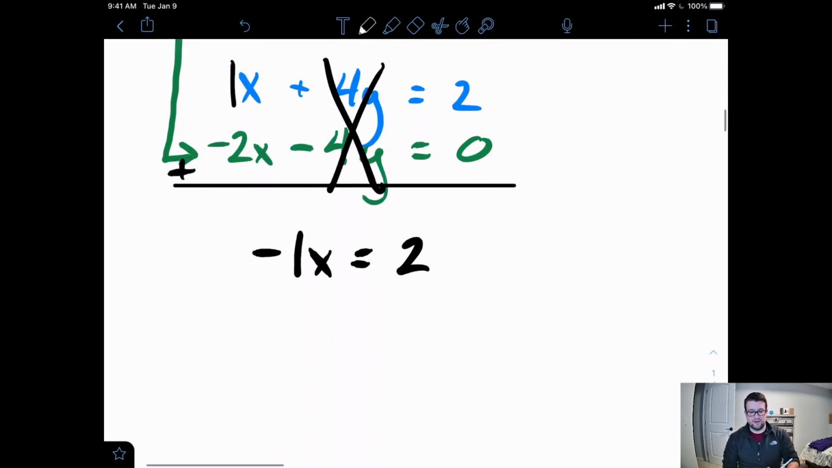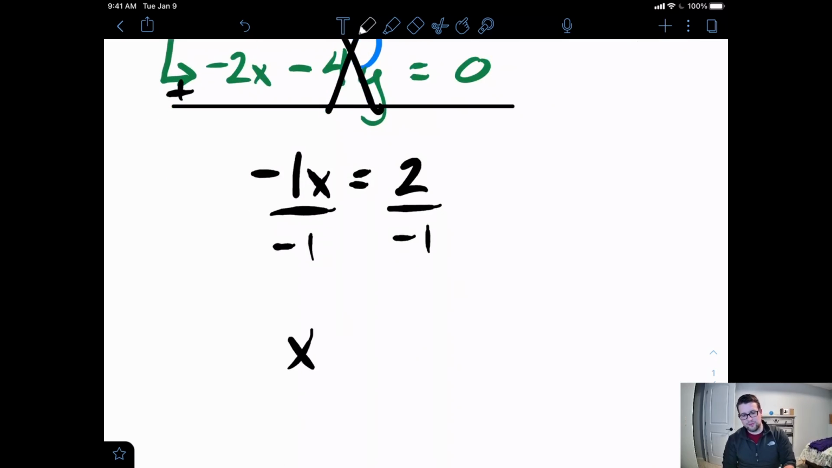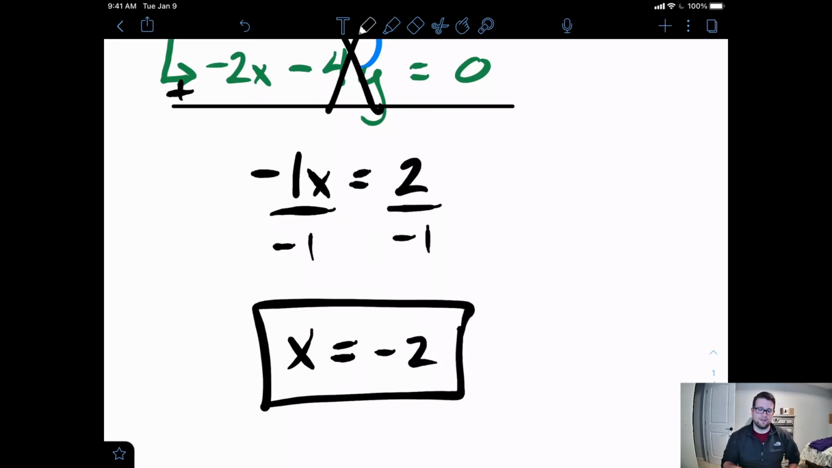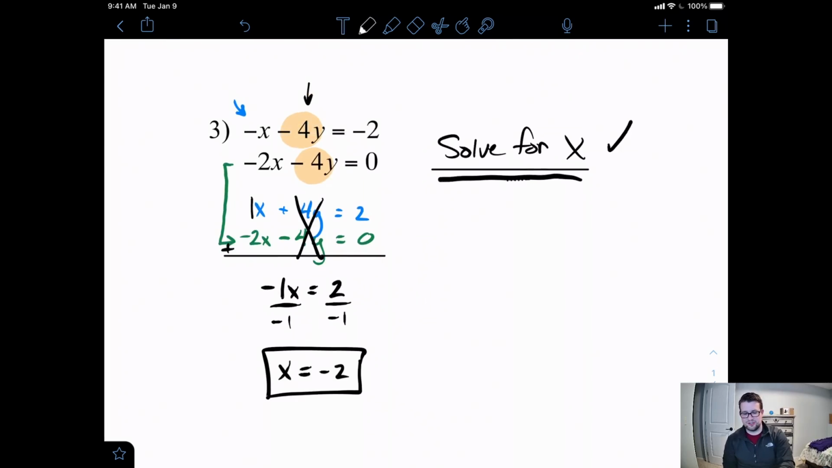To finish solving this, we just need to divide by negative 1 and divide by negative 1. And when we do that, we find out x is equal to a negative 2, and we are done. We have solved for x just like we wanted to. Remember, when it says solve for x, it really means cancel y.